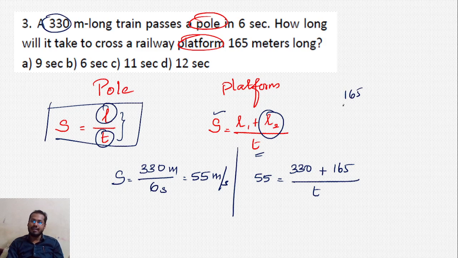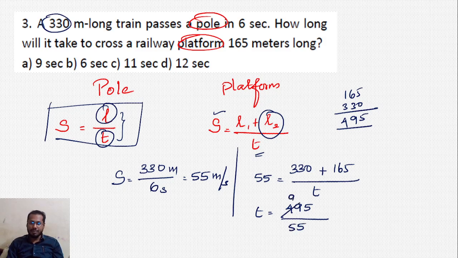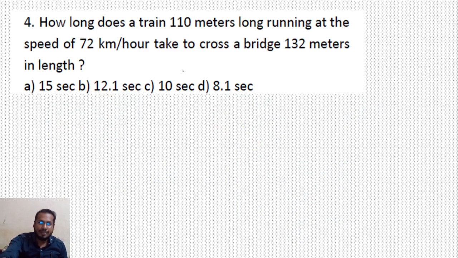165 and 330, so 5, 6 plus 3 is 9, 4. So 495. 55 T is equal to 495, so T is equal to 495 over 55. 55 times 9 is 495, so if you cancel this, it is 9. So 9 seconds was needed to complete this. Okay, right. Next question. Fast.